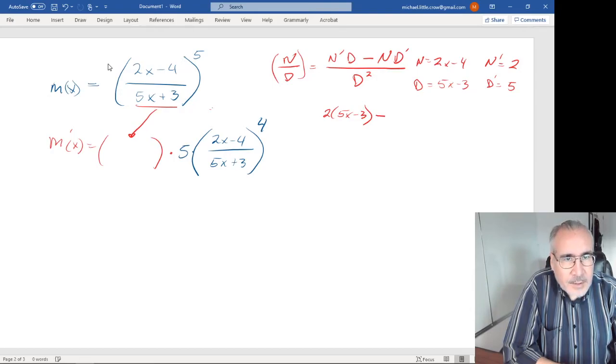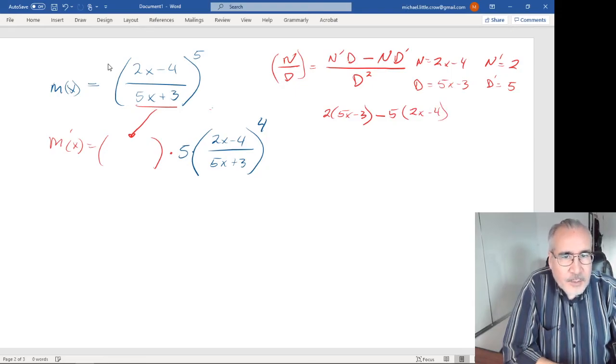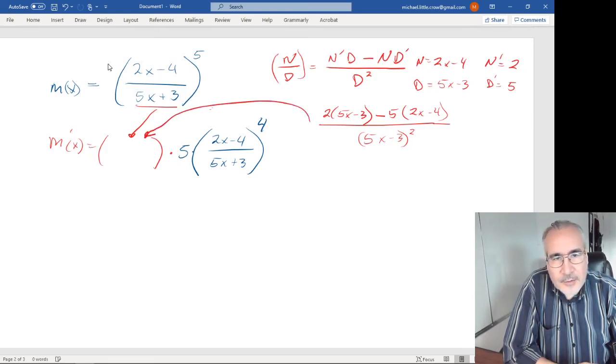minus the derivative of 5, so we go 5. We could put it first, or you could put it second. N is 2x minus 4. And again, you can multiply that out or not. Then the denominator squared. Okay, maybe I should have just written it in there.